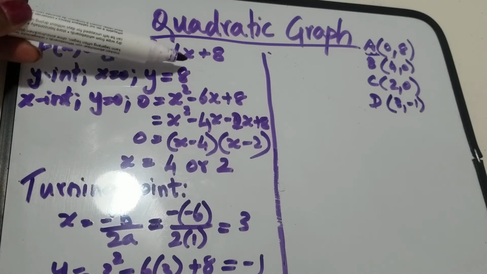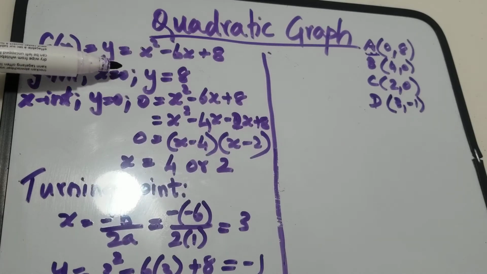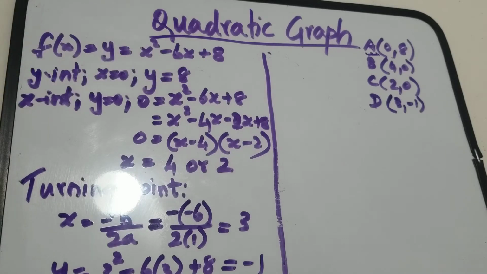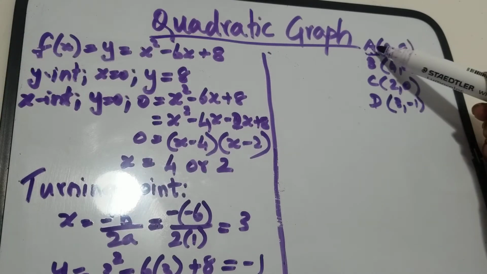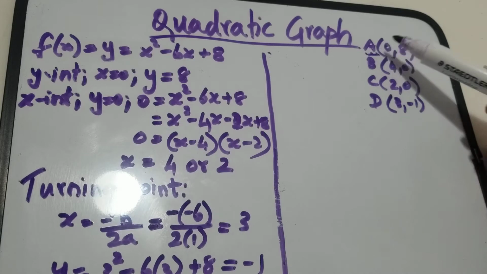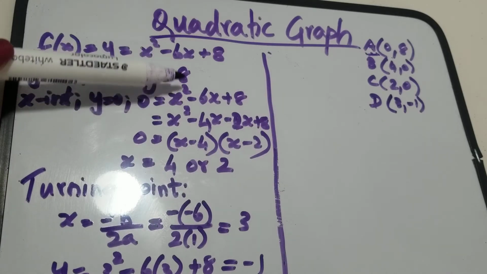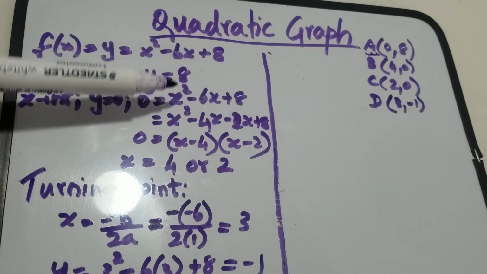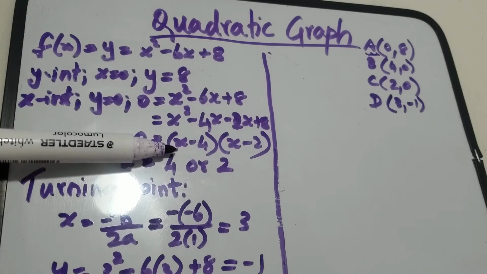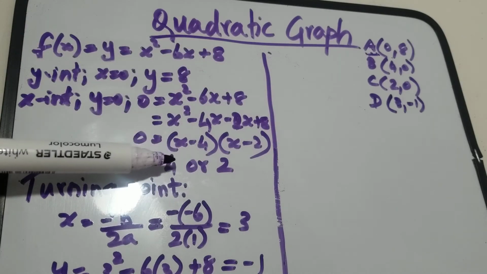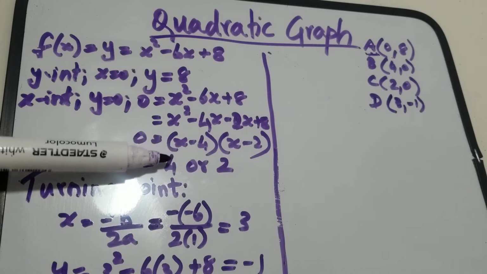So we mark that point, x is 0, y is 8, as A, which we are going to plot on the graph later. The next step is to determine the x-intercept, which happens at y equals 0. So y equals 0, x squared minus 6x plus 8. We can quickly factorize this in order to determine the two values of x, which are 4 and 2.